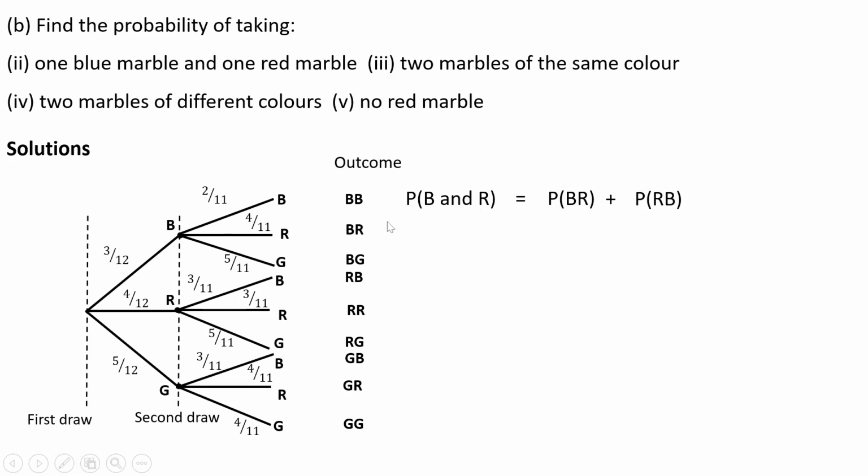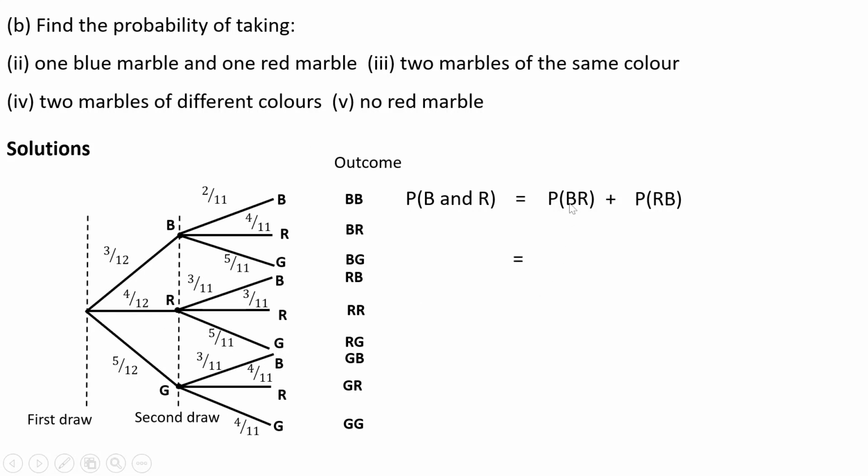So this is it. And also here we have red and blue. There is no other outcome which can give us the result of one blue and one red. So here one blue, one red. Here also one red, one blue. They're the same. So you substitute here.